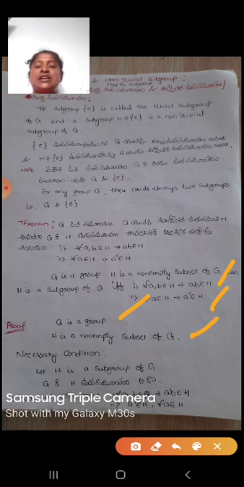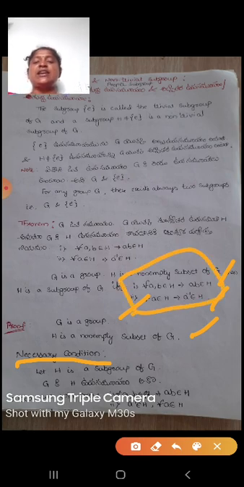Now the necessary condition. Let H be a subgroup of G. Now we will prove that these two conditions hold: for all a, b belongs to H implies ab belongs to H; second, for all a belongs to H implies a inverse belongs to H.